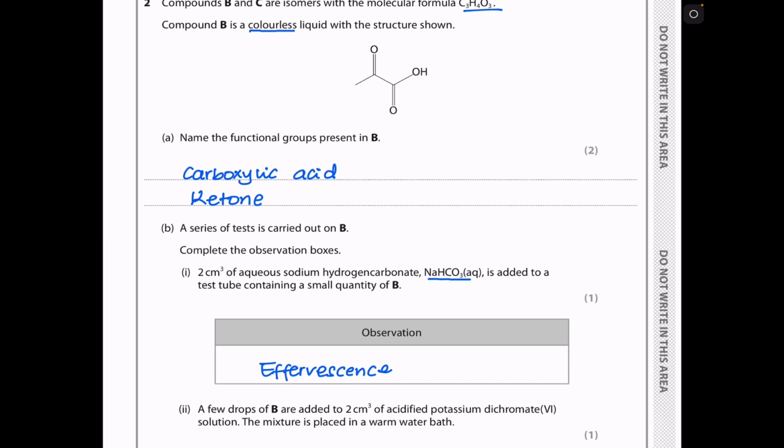Part A says name the functional group present in B. The functional groups present in B are the ketone functional group as well as the carboxylic acid functional group, so those were the 2 answers.